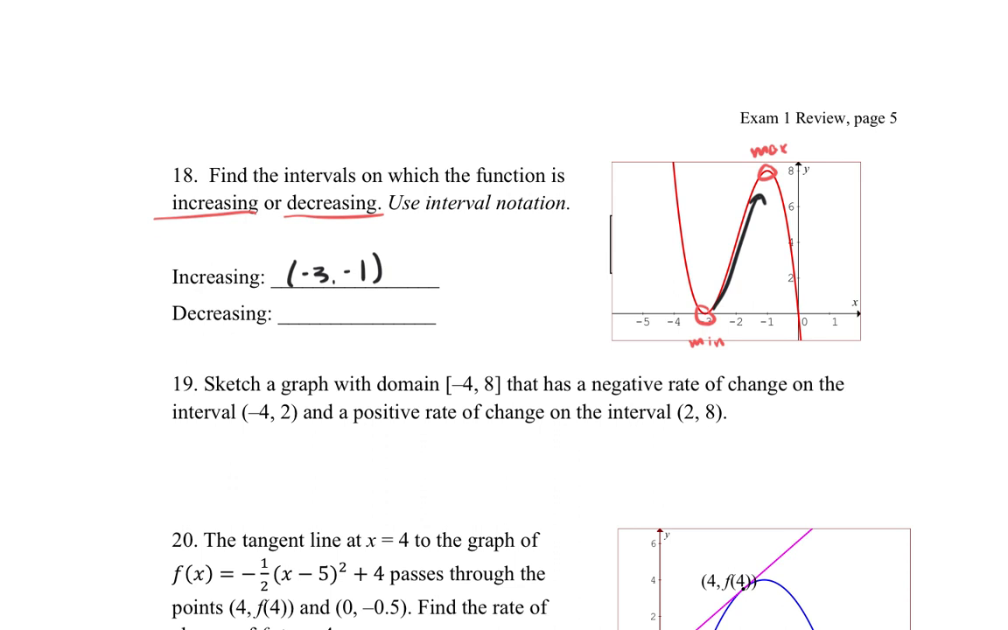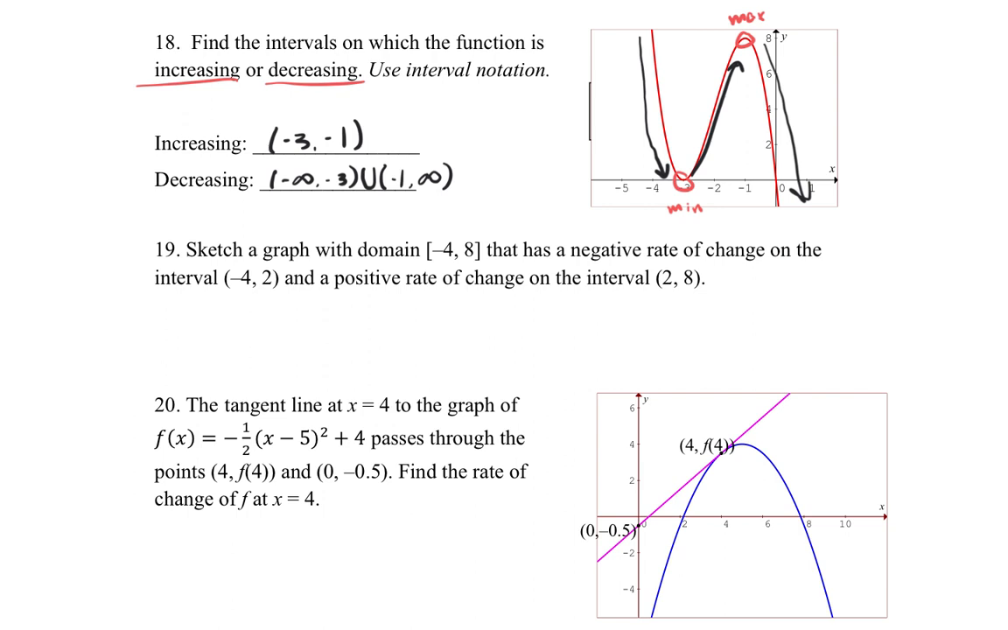Additionally, after that, we're decreasing up to our minimum, and then we're decreasing again after our maximum. So we're going to have two sets, two intervals. We're going to go from -infinity to -3. Again, -3 is not included, and we can never include infinity. We're going to have a union from -1 up to infinity.